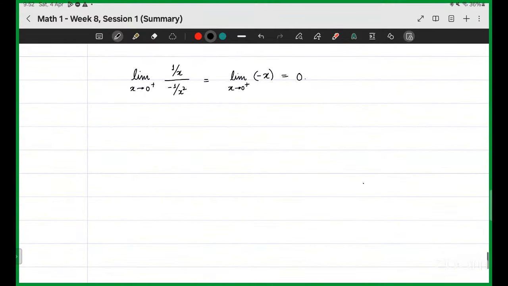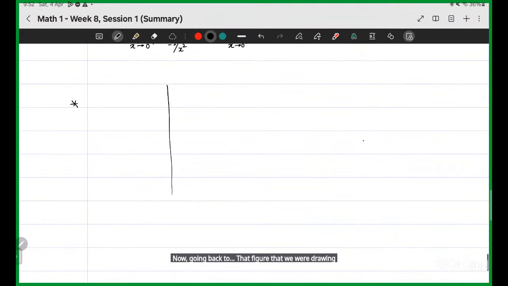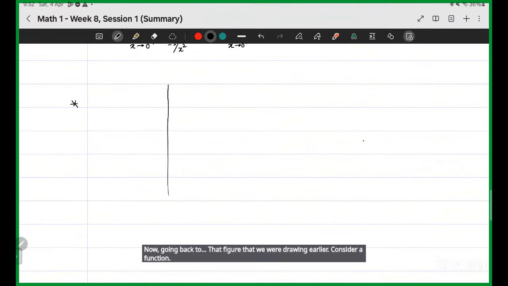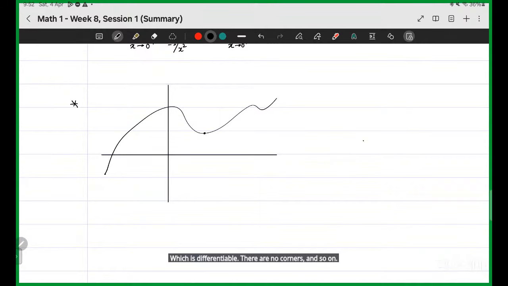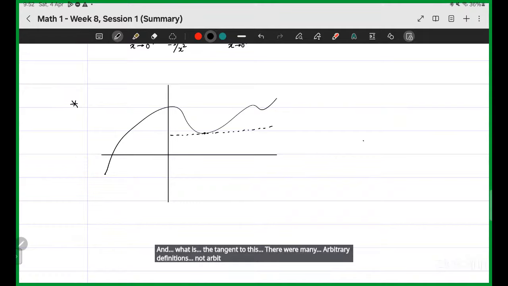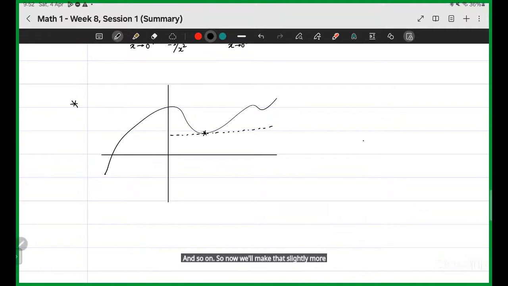Now, going back to that figure that we were drawing earlier, consider a function which is differentiable. There are no corners and so on. And what is the tangent to this? There were many somewhat intuitive definitions that we said it should be just touching the curve at that point and so on. So now we'll make that slightly more rigorous.